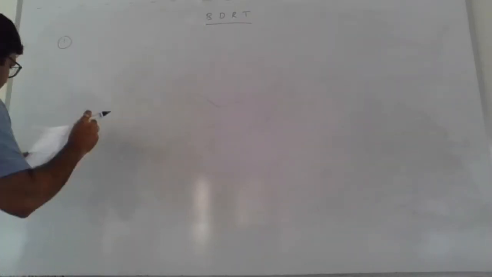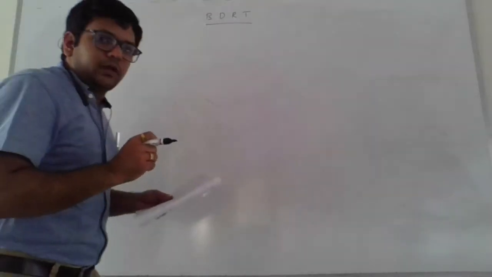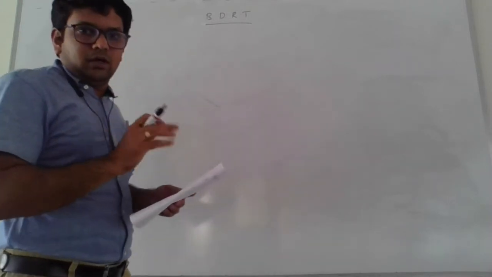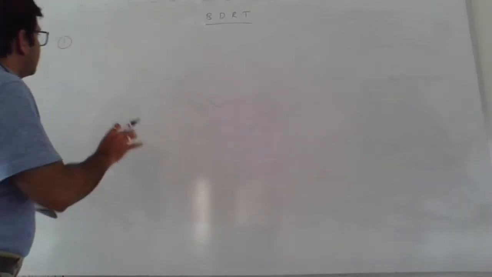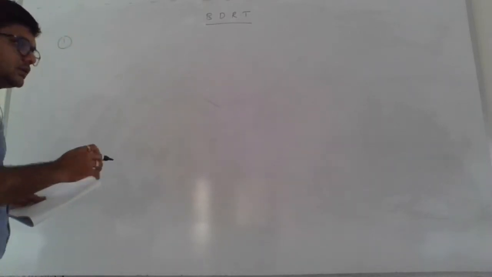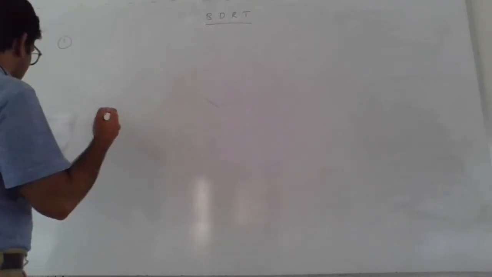So the statement is: determine the value of transfer function of a given control system whose block diagram is given to us. That means block diagram of control system is available with us, and our objective is to find out its overall transfer function. So how to find its overall transfer function?